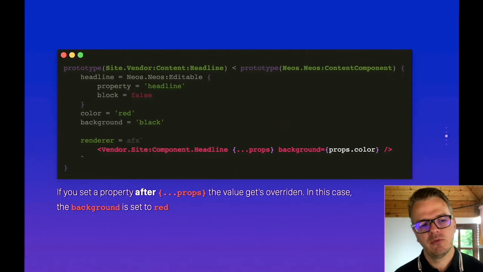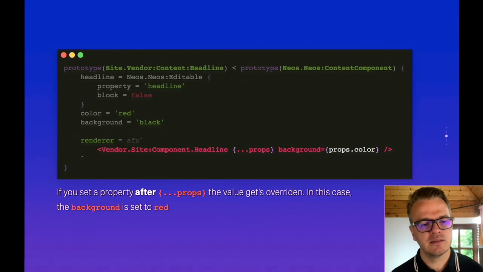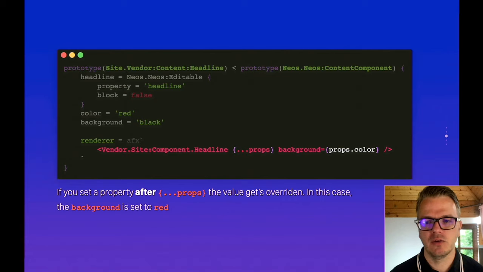Important to mention is that if you set a property after the props, the value gets overwritten. In that case, the background is set to red, even when it's written below as black, it's set to red because we set the color.